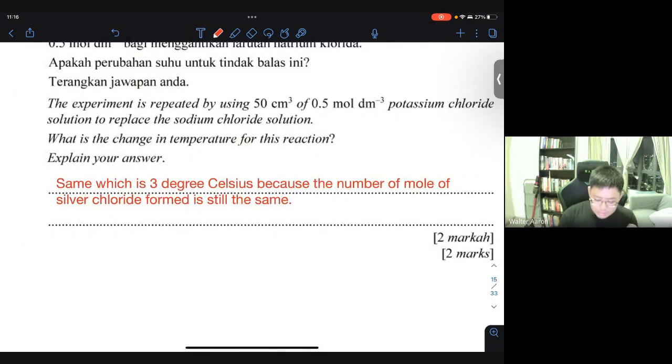So to explain the answer is very simple. You can just say that it is the same, which is 3 degrees Celsius, because the number of mole of silver chloride is still the same. Okay, of course, you can just ignore this and put that 3 degrees. Just ignore this and just put 3 degrees, because when I type the answer out, I can't actually put the degree sign there. So I just put that 3 degrees Celsius. But you can just write 3 degrees Celsius, no problem. So you get 2 marks over here.